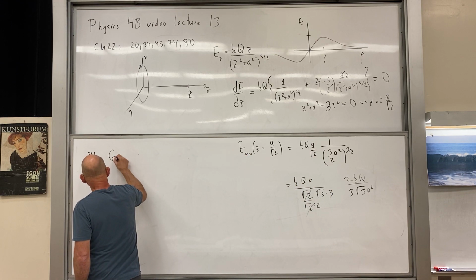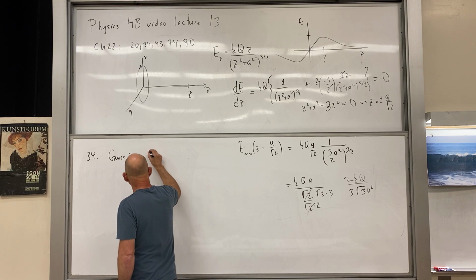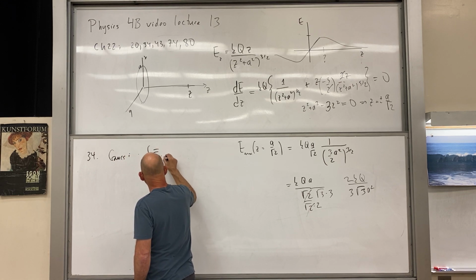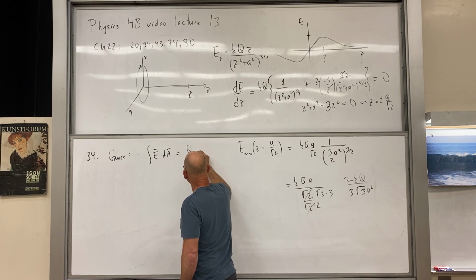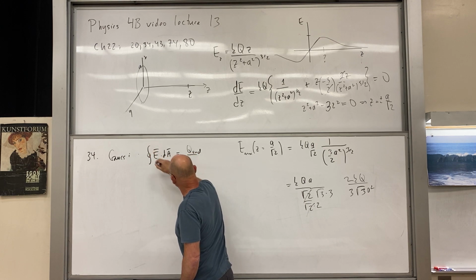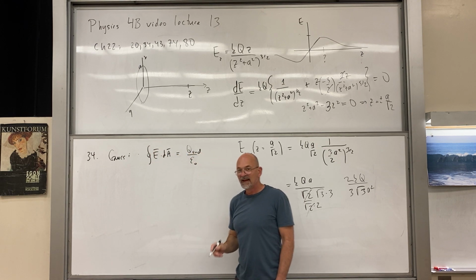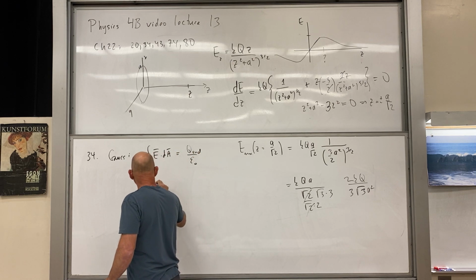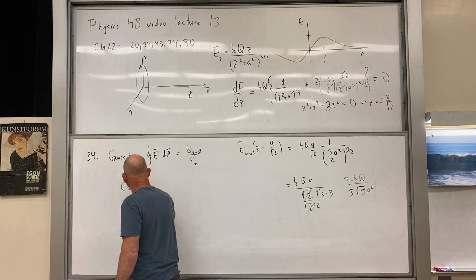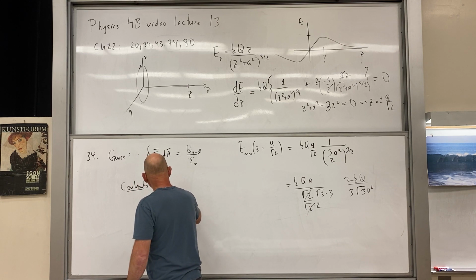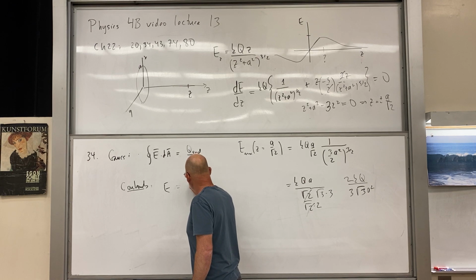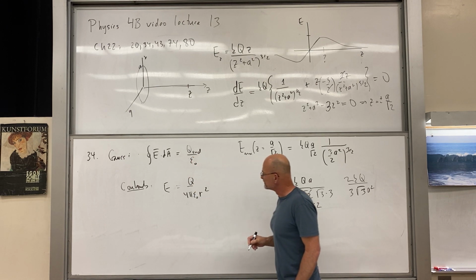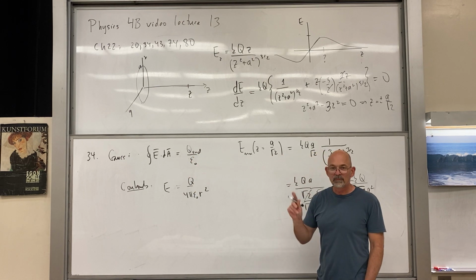So Gauss's law, that's so powerful: the integral of E dot dA over a closed surface equals the charge enclosed in that closed surface over epsilon naught. And for Coulomb's law, for the point charge, is good enough, E is equal to Q over 4 pi epsilon naught r squared. Okay. So that's what we've been working with.